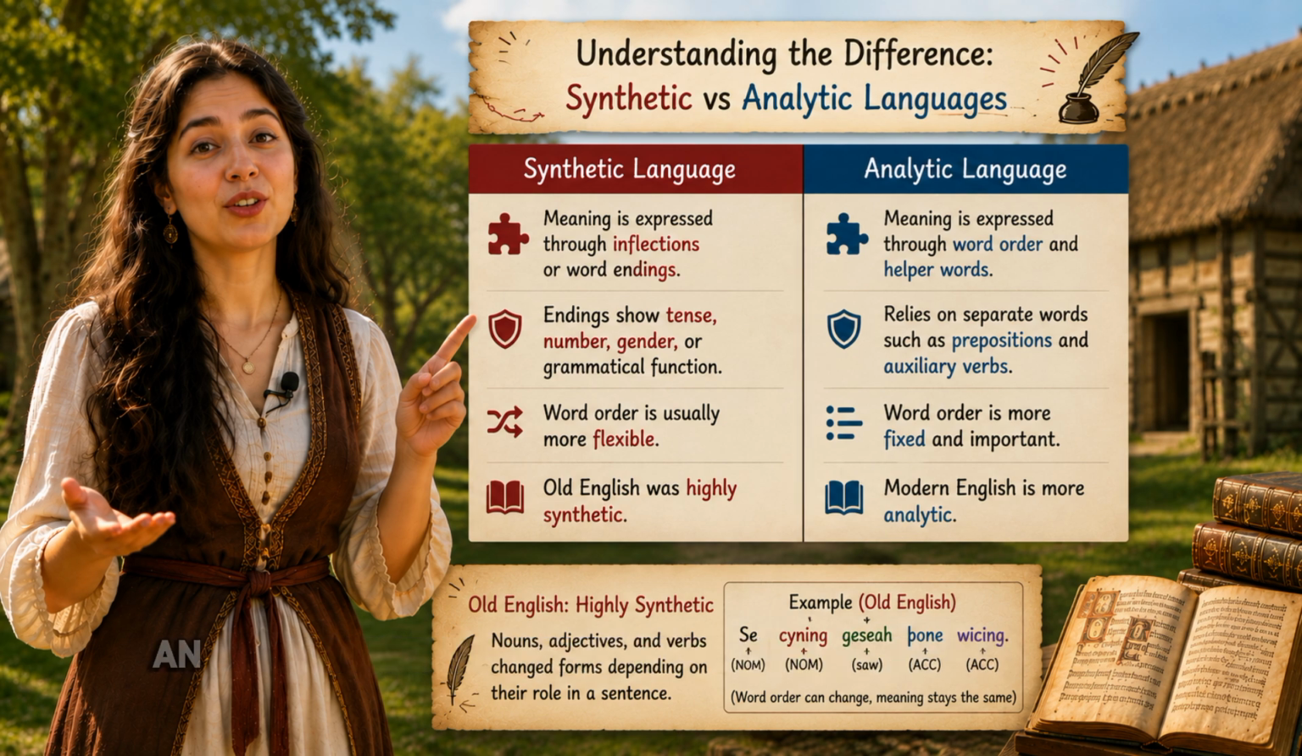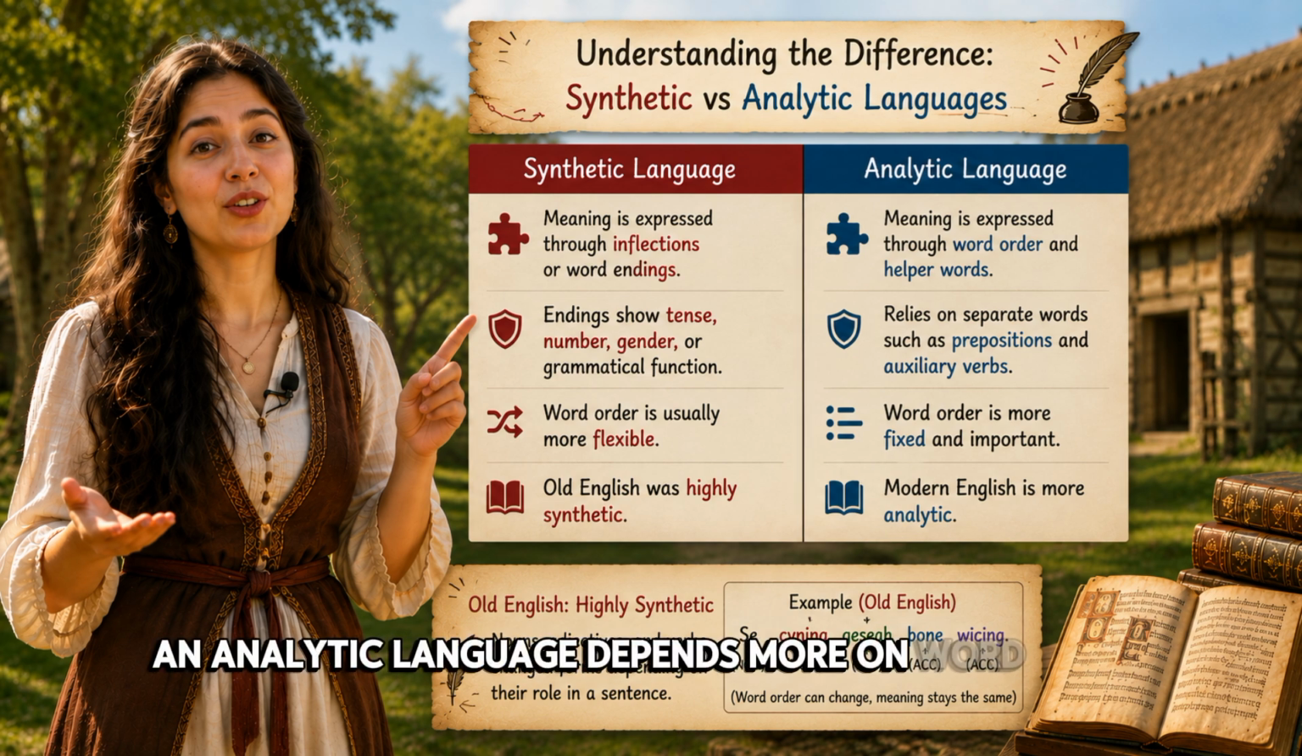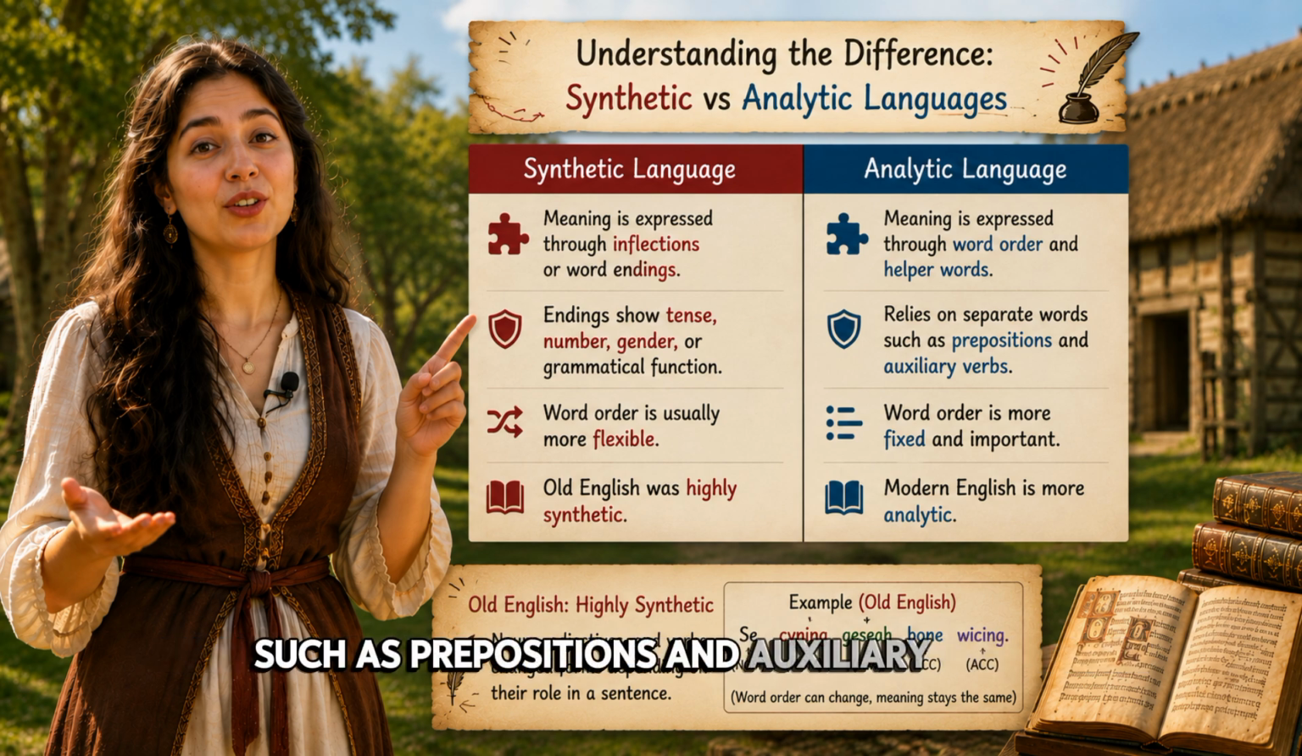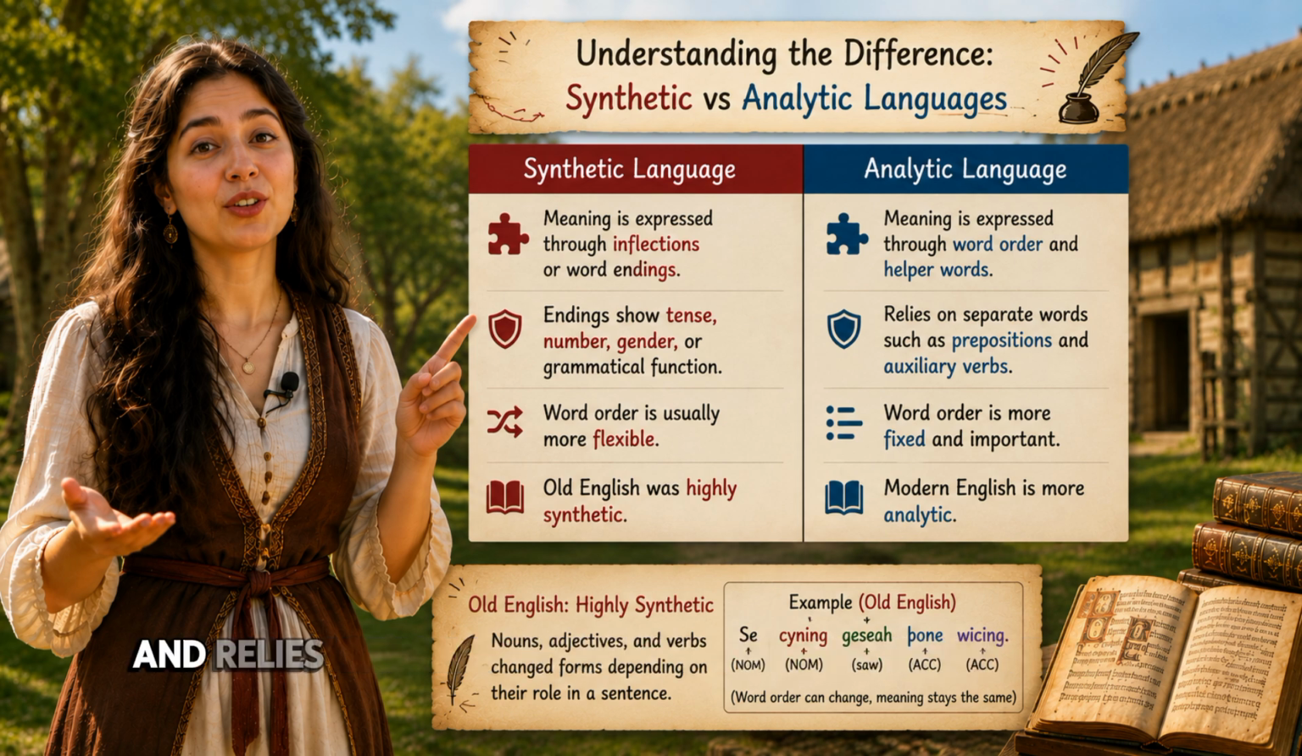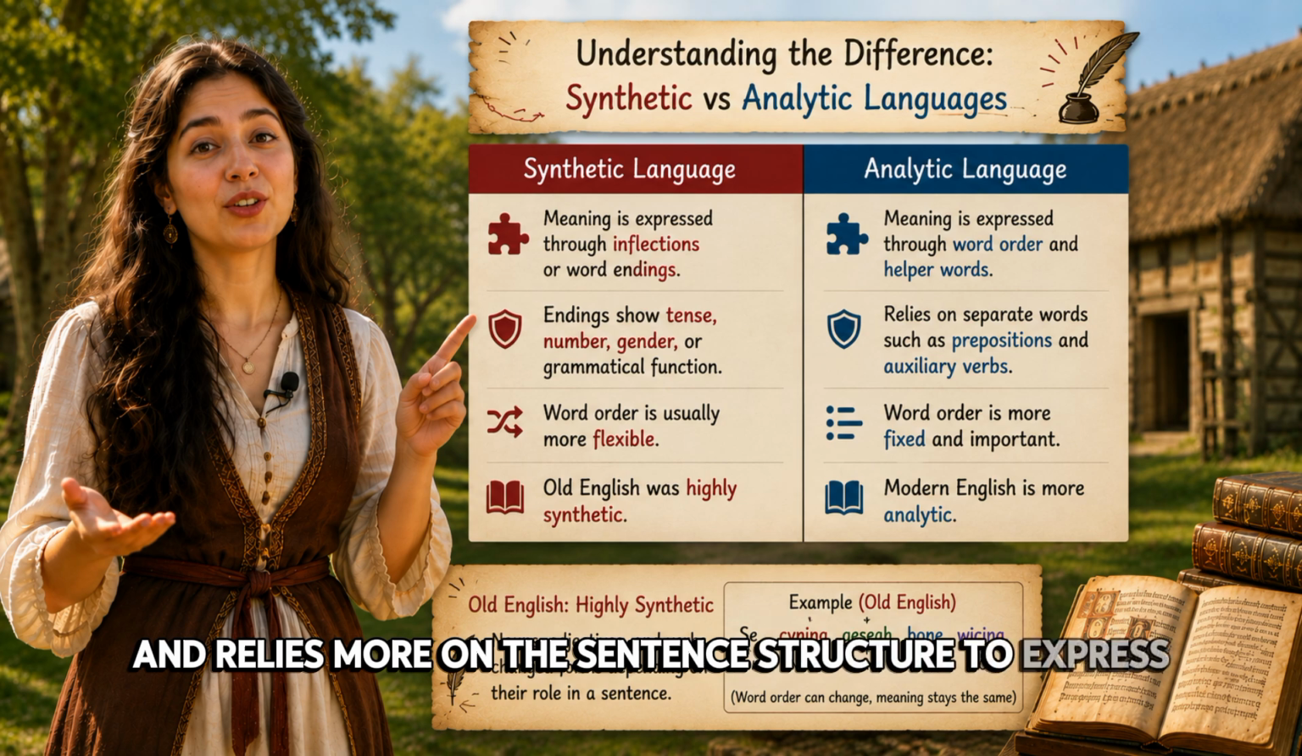In contrast, an analytic language depends more on word order and separate function words such as prepositions and auxiliary verbs. Modern English is considered more analytic because it uses fewer inflections and relies more on sentence structure to express meaning.